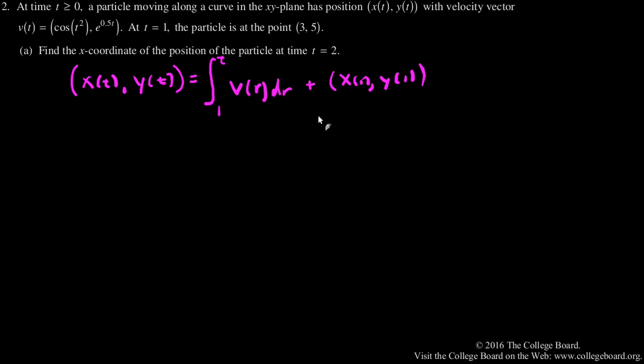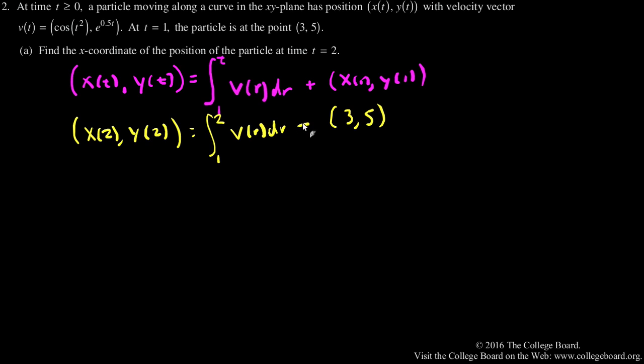How do we know x of 1, y of 1 is 3, 5? So let me change colors here. So we know that this here is 3, 5. We know this here, we're trying to figure out what happens at time 2. So x of 2, y of 2 is going to be the integral from 1 to 2 of v of some variable r dr. Okay, and I'm only really looking at the x part here, so really I can break that off.